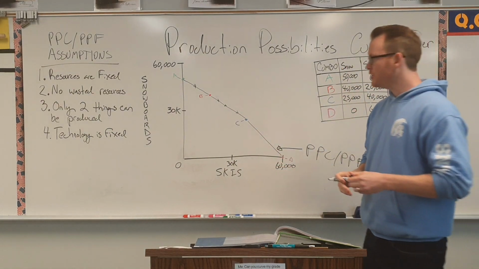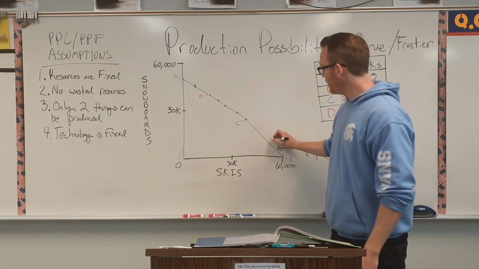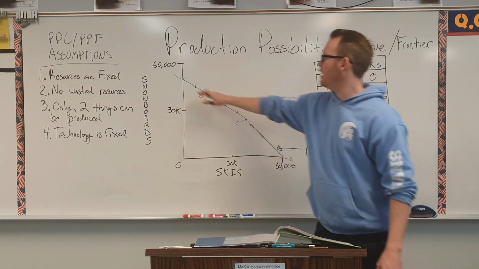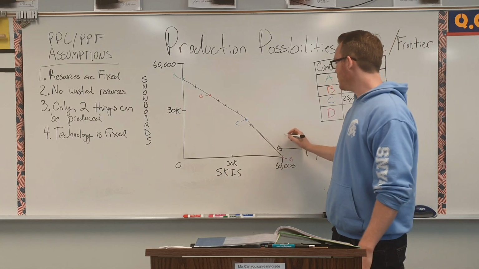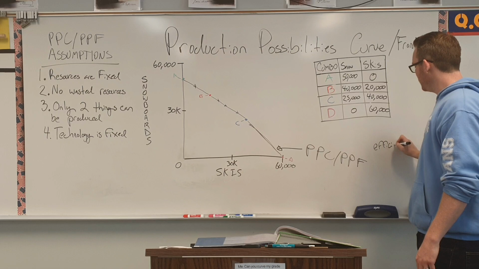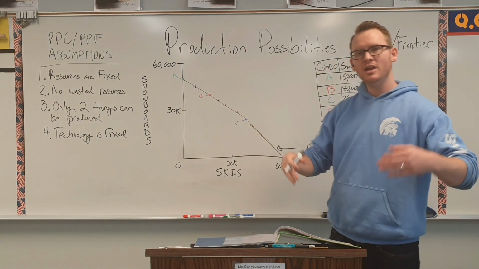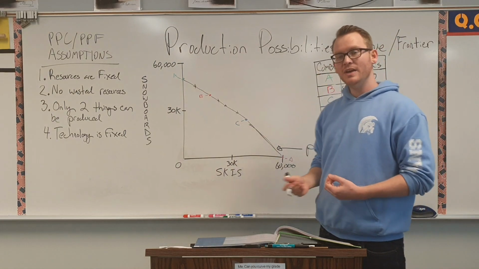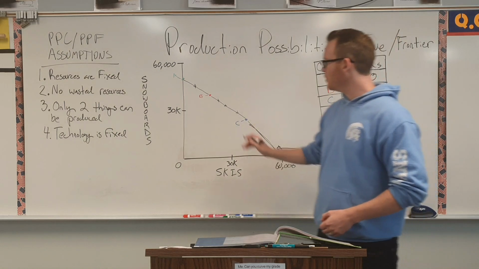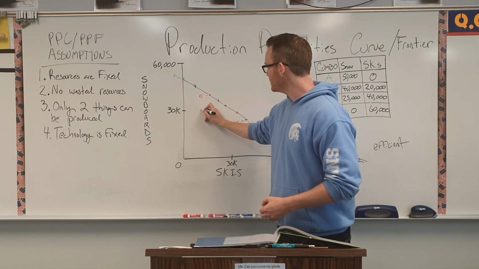But before we go, I want to help you understand this a little bit more. This line, this production possibilities curve, all the way through, will be called efficient. Efficient production. Anything on the line is going to be using your resources efficiently, with no wasted resources.